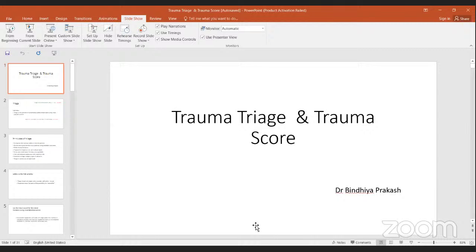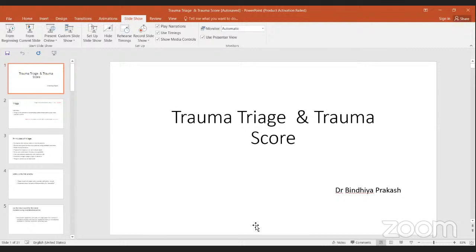Trauma code is usually activated when more than two systems are involved in the patient. In this patient, mainly there is a head trauma, so that is one system, and also a lacerated wound is there, and also general surgery. Multidisciplinary involvement is there, so usually we activate the trauma code. In this case, after evaluating the patient only, we'll be activating the trauma code. Okay, fine.